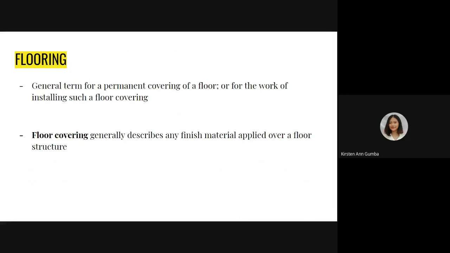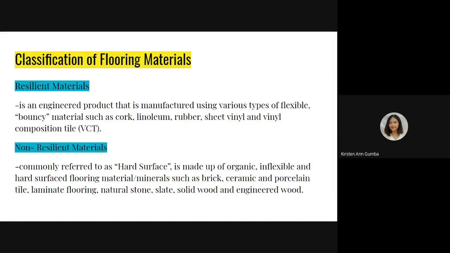Next slide. So, flooring materials are separated mainly into two classifications: resilient and non-resilient materials. Resilient materials are engineered or man-made products that are manufactured using various types of flexible, bouncy materials such as cork, linoleum, rubber, sheet vinyl, and vinyl composition tile or VCT.